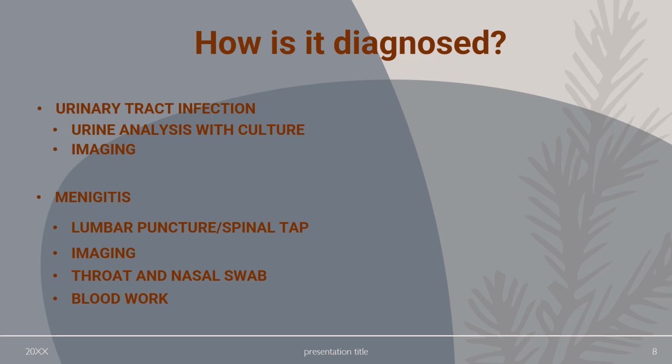Meningitis, which is the infection of the membranes around the brain and the spinal cord. A lumbar puncture or a spinal tap is usually used to diagnose that, where they pull spinal fluid from the lower part of your back. Imaging would be a way to diagnose it. An MRI would be used. It can also be diagnosed through throat and nasal swab and blood work as well.